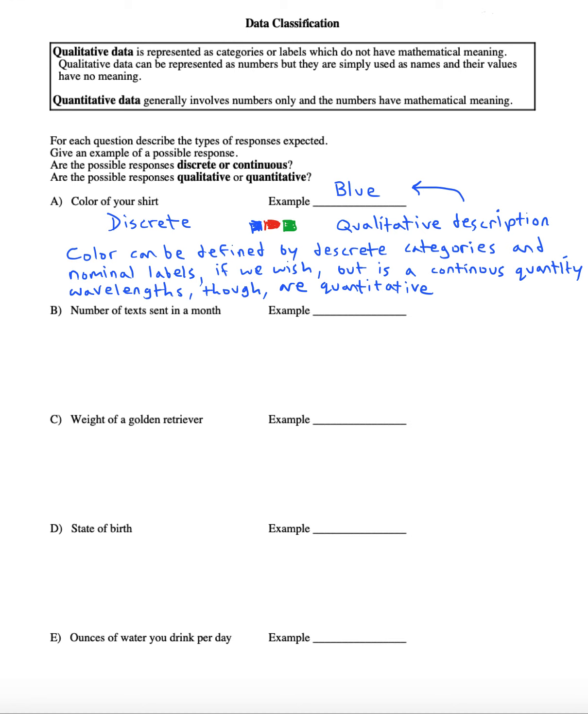Now let's look at a number of texts sent in a month. I'll give an example of, say, 42 texts. Since only whole numbers are allowed here, this would be a discrete type of variable, and it's not one where we can get more precise with our measurements of it, and it's going to be a count. And this is not the kind of thing that can ever be treated as continuous like color could. It's just going to be discrete no matter what. And this will also be quantitative because it involves numbers that have meaning.